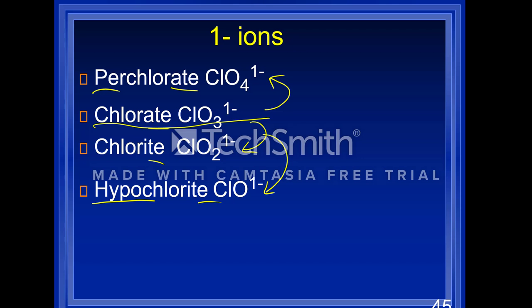1 less oxygen with the same charge, right? It would do the same thing this does. And hypobromite would be 2 less oxygens than a bromate. 1 for the ite and 1 for the hypo. And that's how those work. I know there's some with hydrogens. We'll talk about those in just a second.